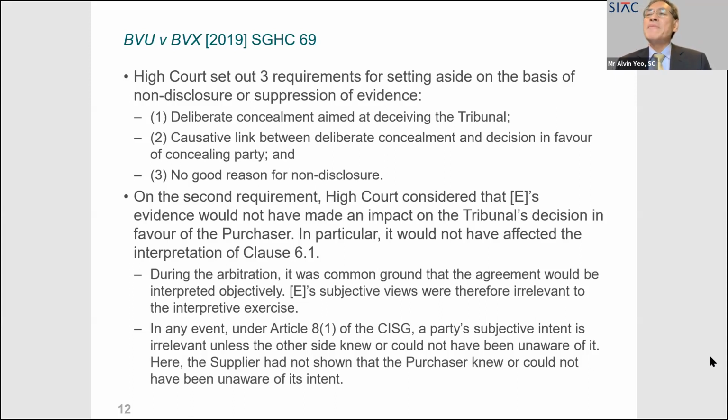In this case, there was simply no evidence of what the supplier's subjective intent was and whether the purchaser knew what that intent was. So essentially, you went down to the second limb of Article 8, which means you look at the clauses objectively. And once you look at the clauses objectively, a particular witness's own understanding of the clause simply became irrelevant. And for that reason, the causative link requirement simply wasn't met.